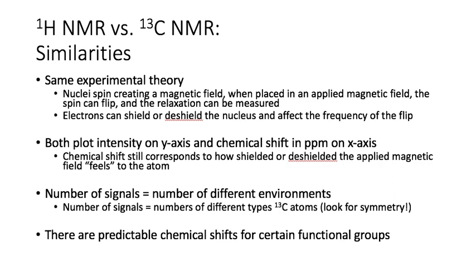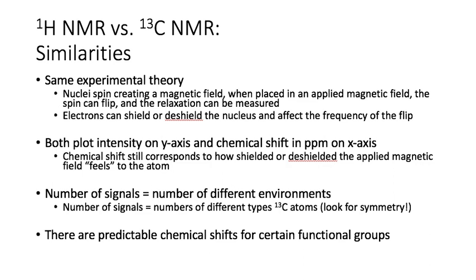Both proton NMR and carbon-13 NMR are plotted in the same way, so you'll still have intensity on the y-axis, and the chemical shift in parts per million on the x-axis. The chemical shift still corresponds to how shielded or deshielded the applied magnetic field feels to the atom, so deshielded is still downfield or to the left, and shielded is to the right, or upfield. The signals are still going to be the same types of peaks, they still go up and down.